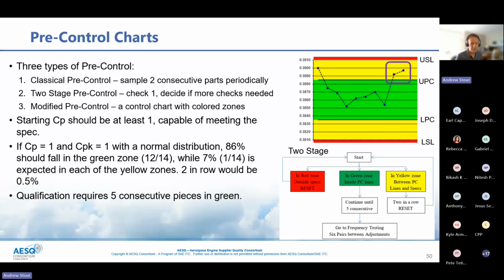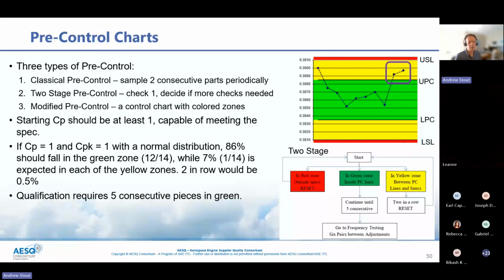Okay, so starting Cp should be at least 1. So we want to have a roughly capable process in order to use pre-control, and to make sure that we're not running into problems. We want to have some idea of control, pretty good control to start with. And we'll move along.